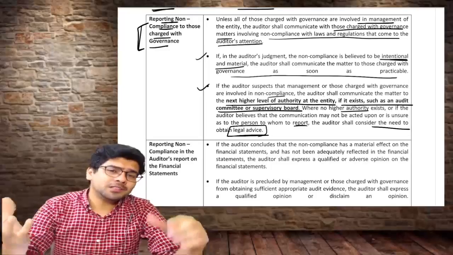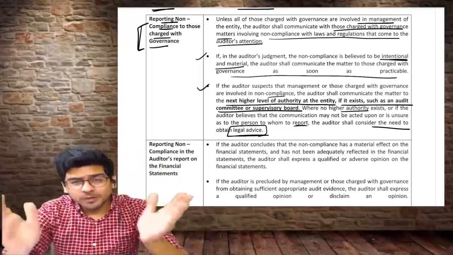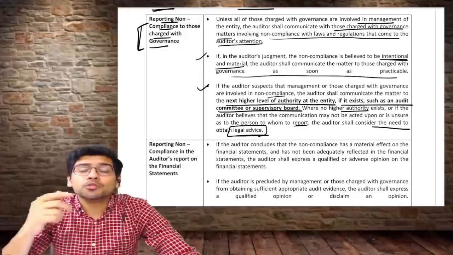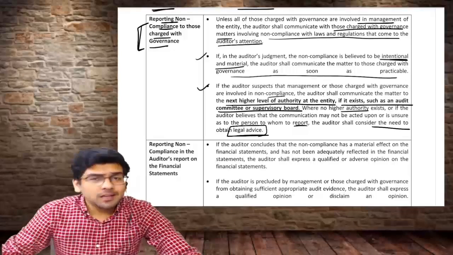Now, if a committee, like an audit committee, is not there in an organization, and the next higher authority is not present either, then the auditor will have to think about whom he should be reporting to and whom he should be consulting. So he may seek to obtain legal advice there.